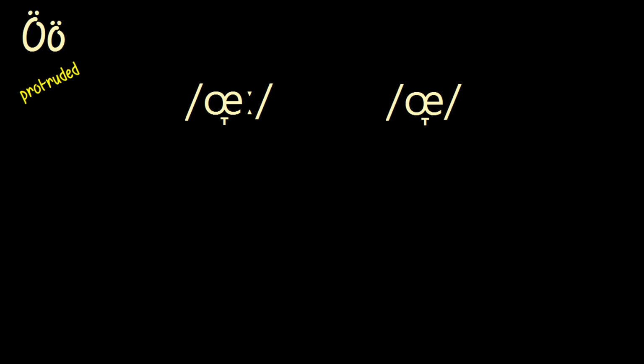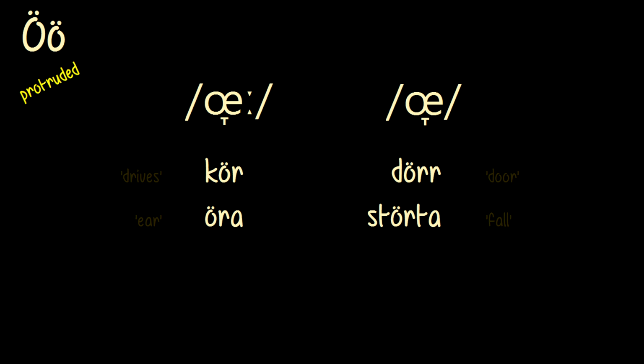This sound is a rounded equivalent to the Æ sound that we talked about earlier. Ö, kör, öra, dörr, störta. After this, we have the letter O.